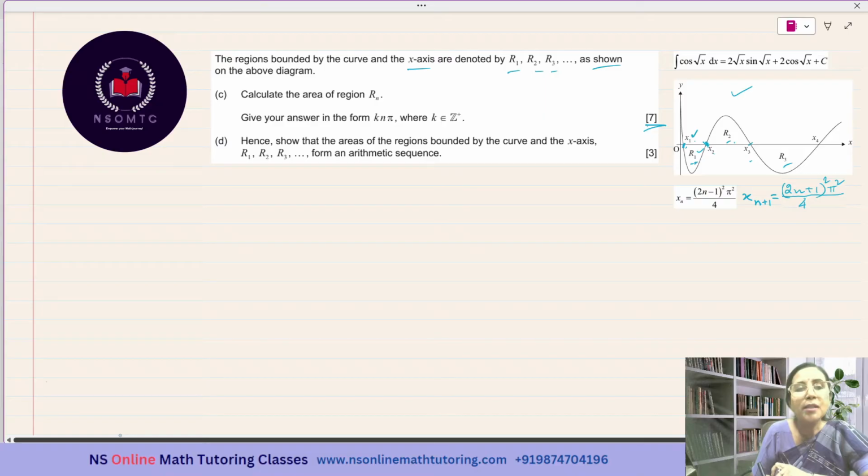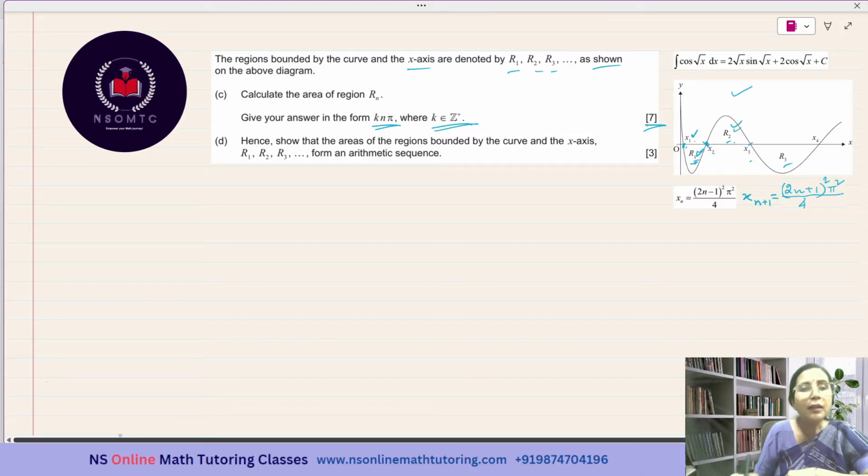It is containing 7 marks. Give your answer in the form of k and pi, where k is a positive integer. Okay, so now you are seeing some of the regions are below the x-axis, some others are above the x-axis. When the n value, or the subscript, is an odd number, then the area is below the x-axis. When the subscript is an even number, the area is above the x-axis.